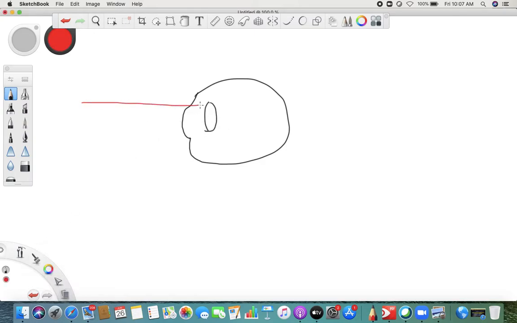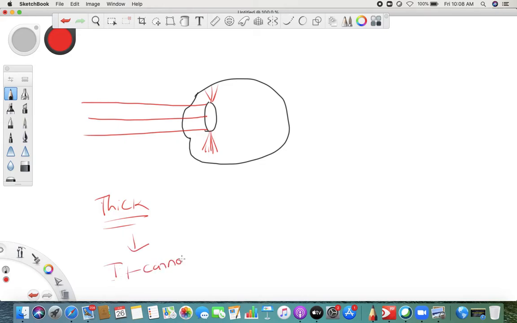Now whenever parallel rays come, your eye lens is what? It is thick, right? So in this case, your eye lens will become thick only. Your eye lens cannot become thin as per the requirement.